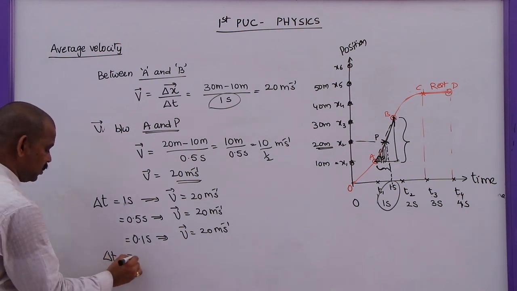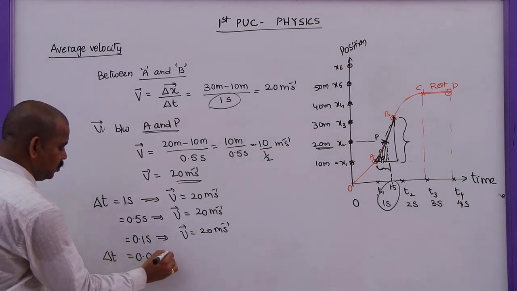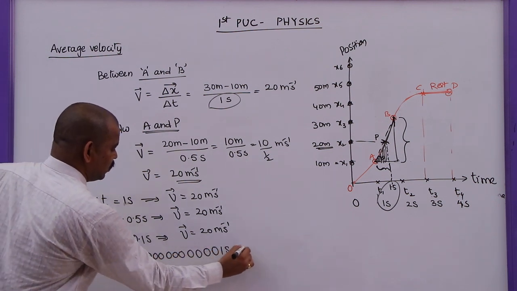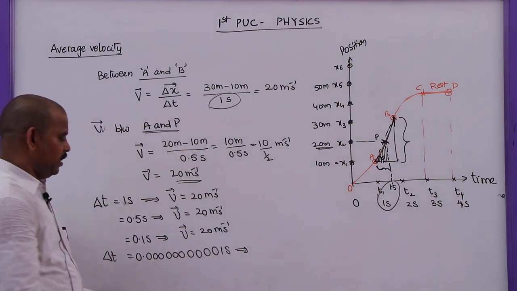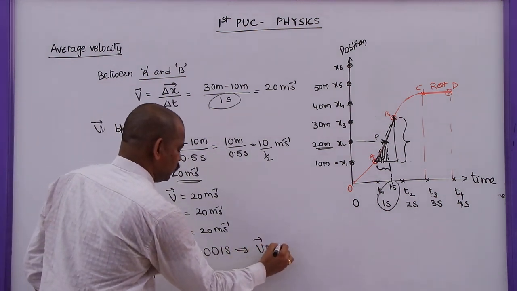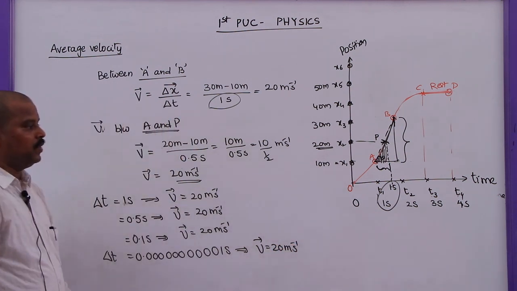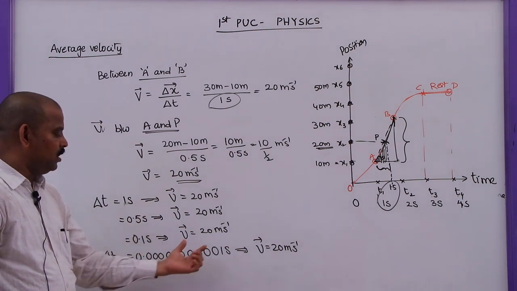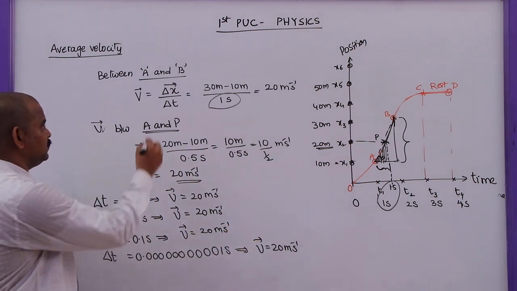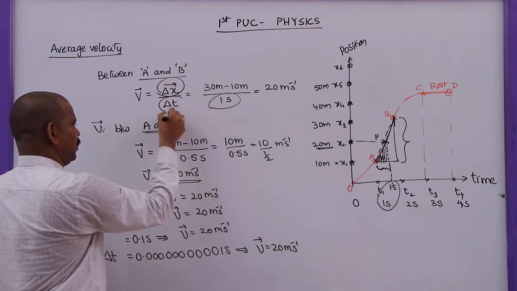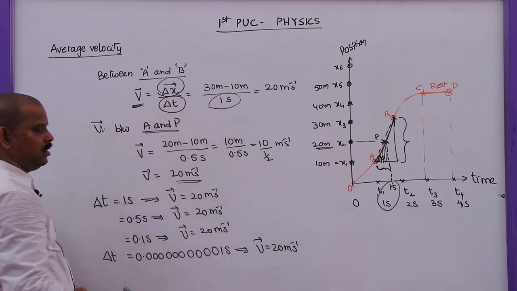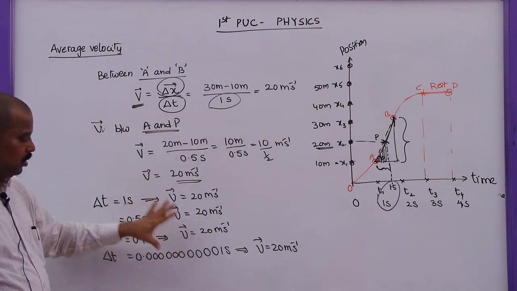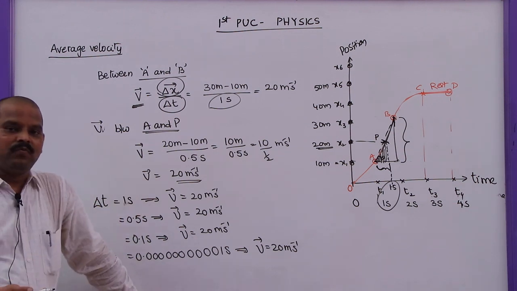If delta t is equal to 0.00000000001 second, that means a small fraction of time, then also the velocity was found to be 20 meters per second. So for any body which is moving along a straight line, for any time interval, the velocity remains the same. The displacement may change, the time interval may change, but this never changes for a uniform motion, or if the body is moving along a straight line.